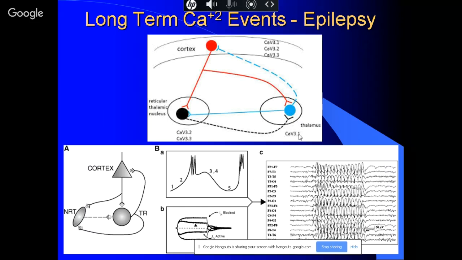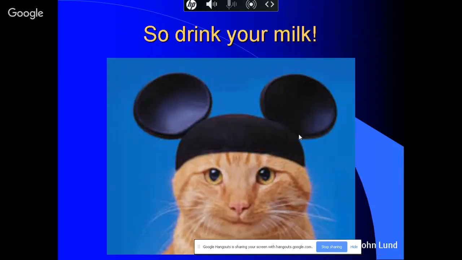And it's an oscillatory problem, right? So it's an oscillatory channel, a Cav3 family channel. Its job is oscillation. You end up with an oscillatory abnormality because the channel is miscreated. Okay? So that's calcium. That's calcium, folks.